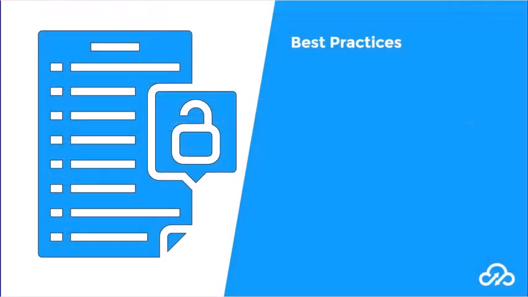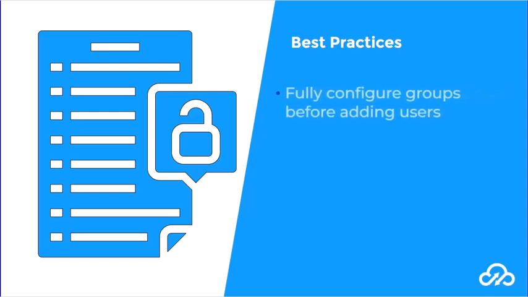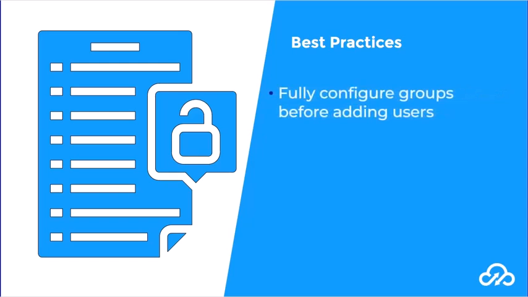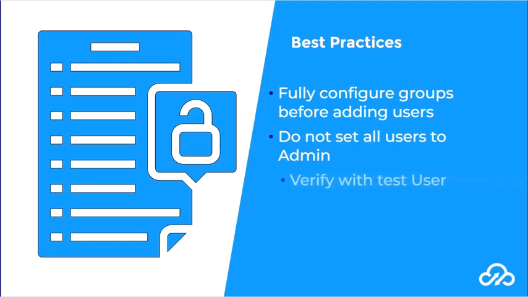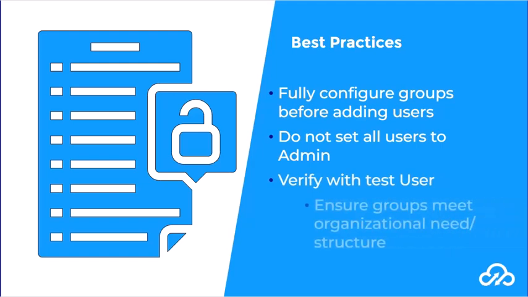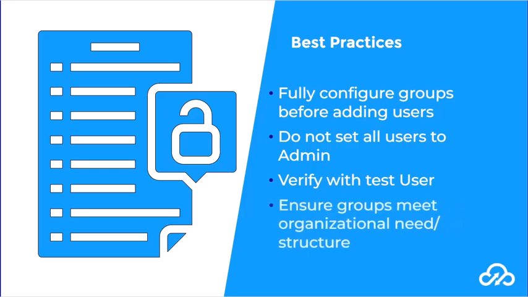A few important notes to remember for best practices. Always configure your user groups completely before adding users. This will ensure proper access. Always ensure users only have access to the permissions they need. Setting all users to admin can cause many issues and disruptions, including to the recorder itself. Once your security is completely set, use a test user to ensure proper access. Always ensure your user groups align with your organizational structure.